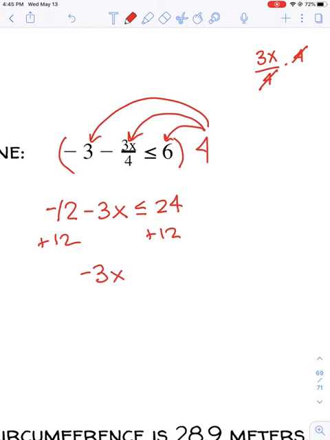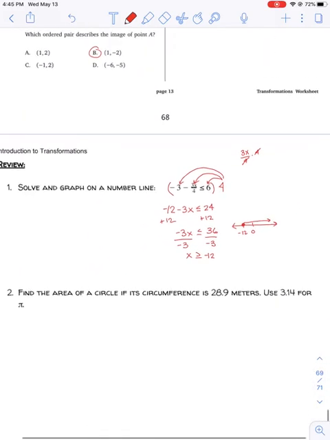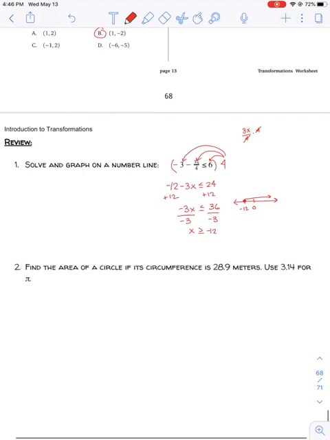-3x, you might have forgotten the negative in that step. -3x is less than or equal to 36. Divide both sides by -3. When I divide by a negative with an inequality, I have to flip the sign. So x is greater than or equal to -12. Okay, so here is 0. Here's negative 12. If it's or equal to, that means the circle gets colored in. And then if it's greater, it's going to point in that direction. Okay, and that's done with that one.